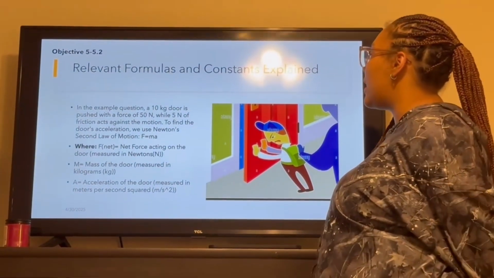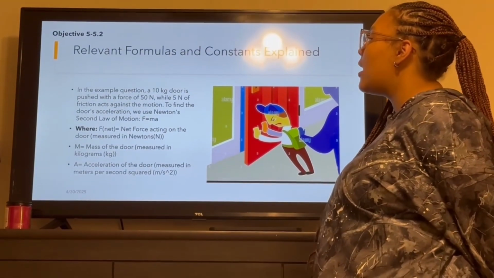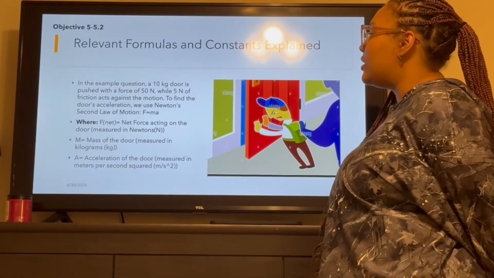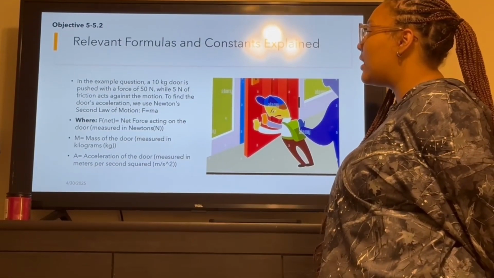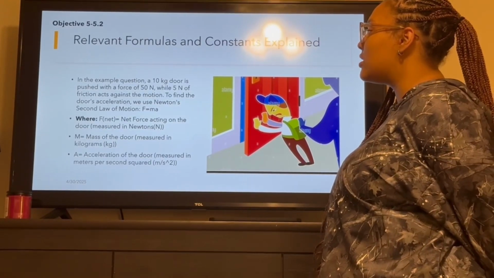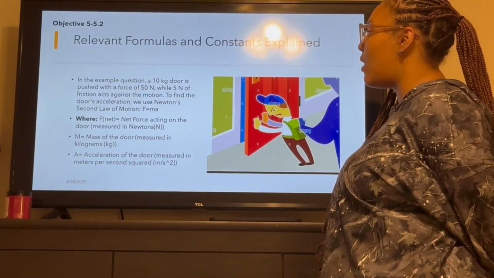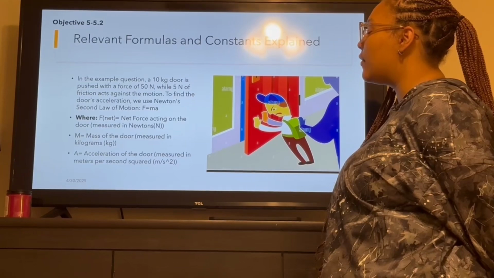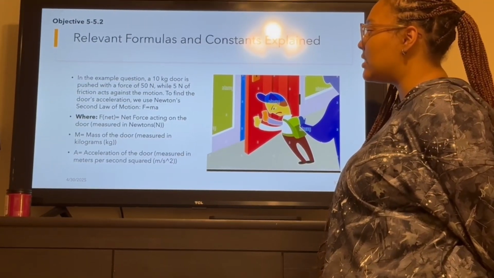Relevant formulas and constants explained. In the example question, a 10 kilogram door is pushed with a force of 50 newtons, while 5 newtons of friction acts against the motion.